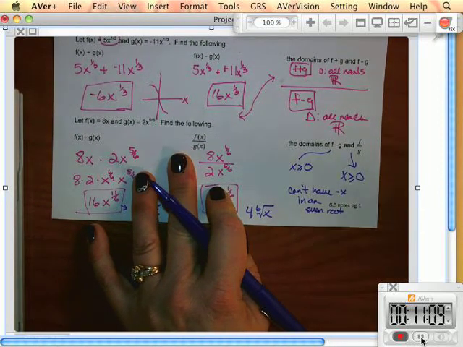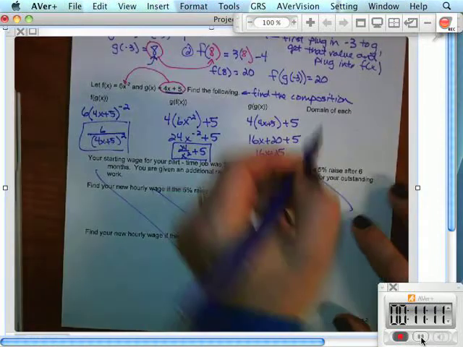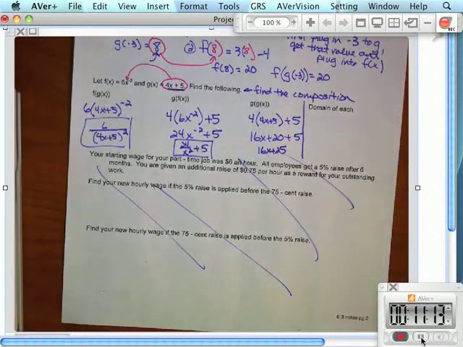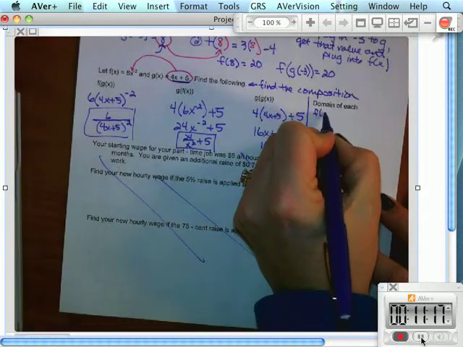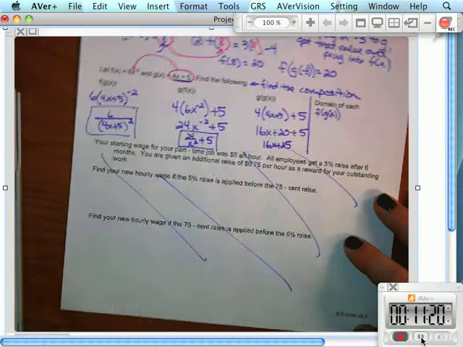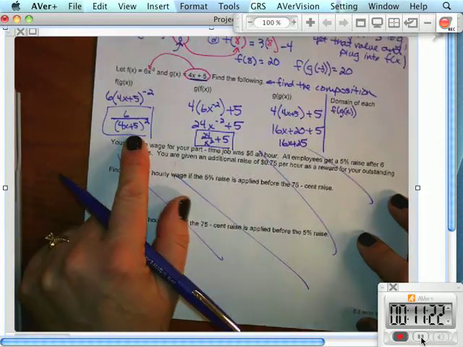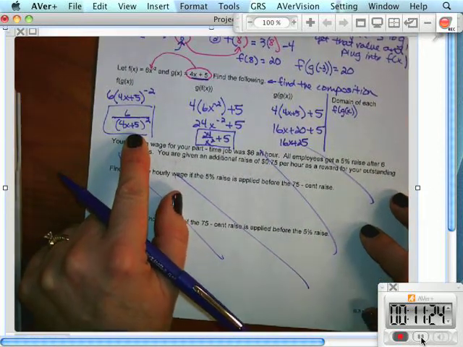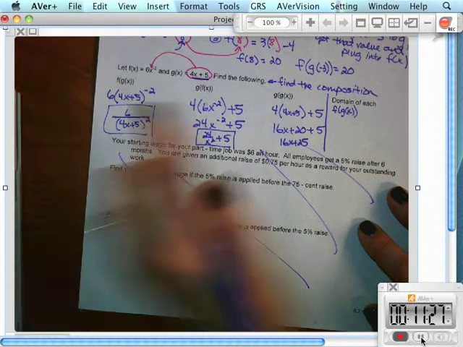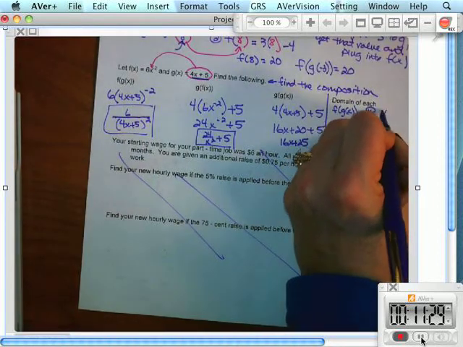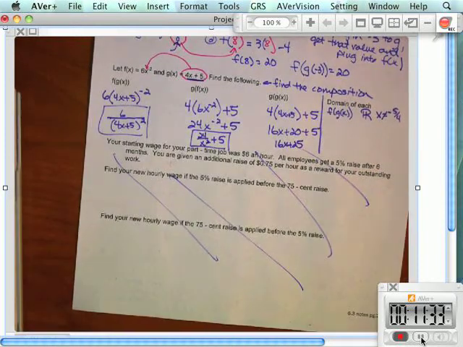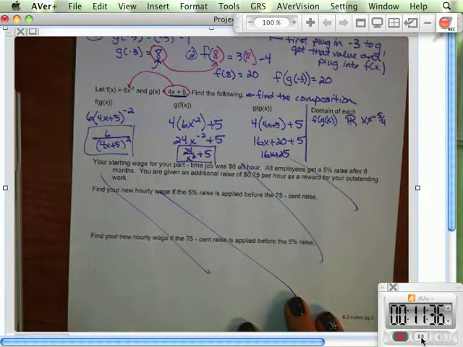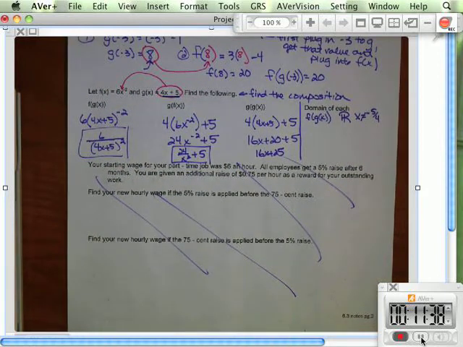Okay, domain of each. This is where it gets a little tricky. So let's write the domain of f of g of x. That's the first one we did. This one here. I had to think about this one. It's all reals except x can't be negative 5/4. Let's think about why that might be. That's a good point. How would you ever know that? I'll show you. What does that say? It's all reals except x can't be negative 5/4.